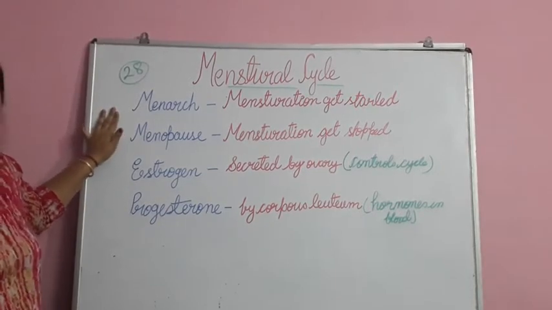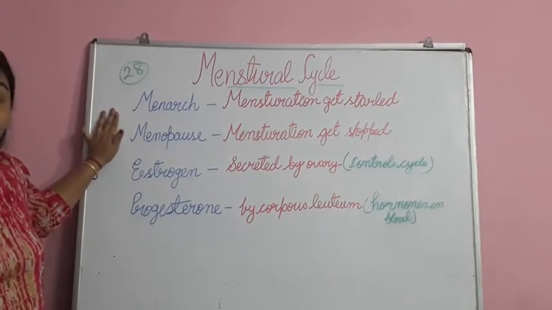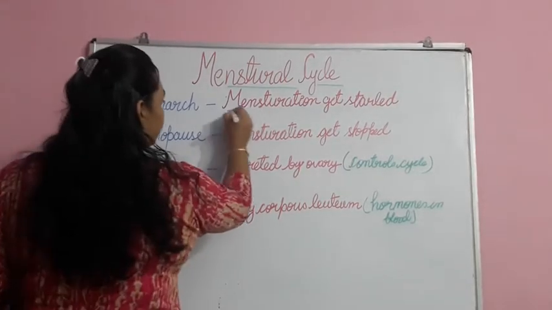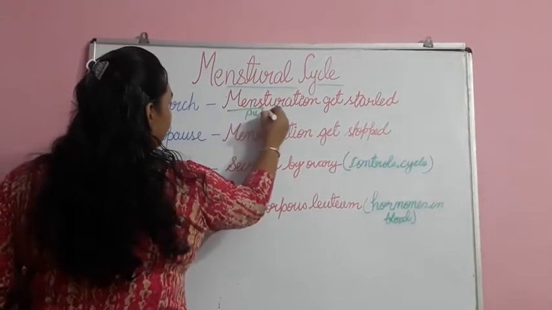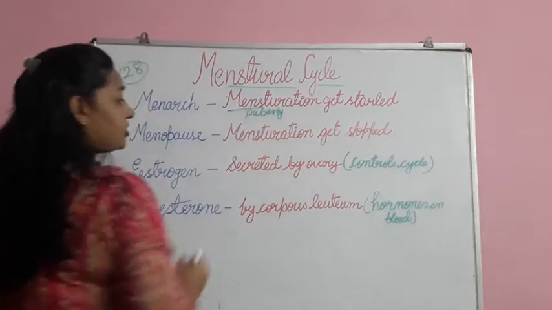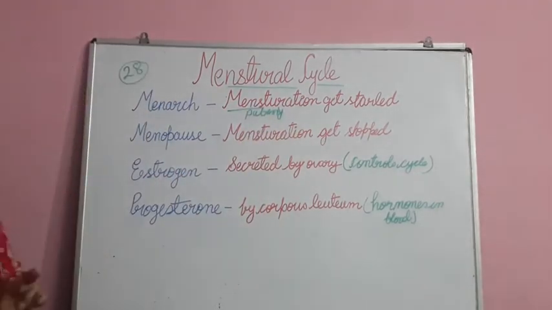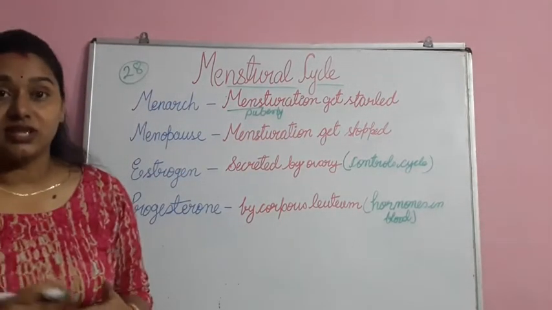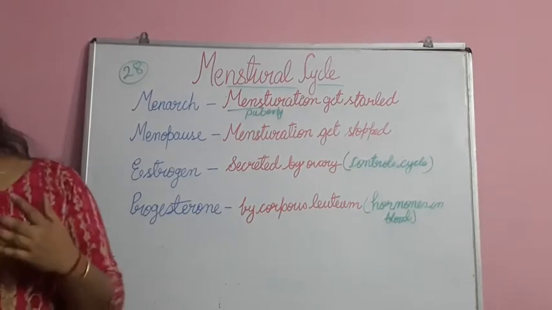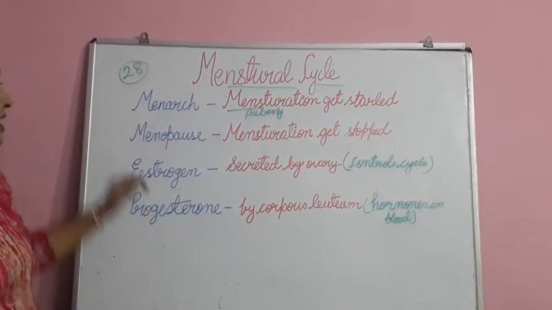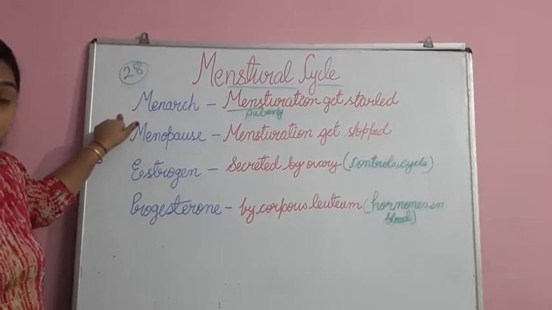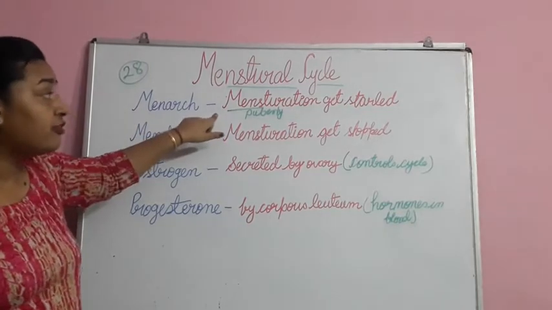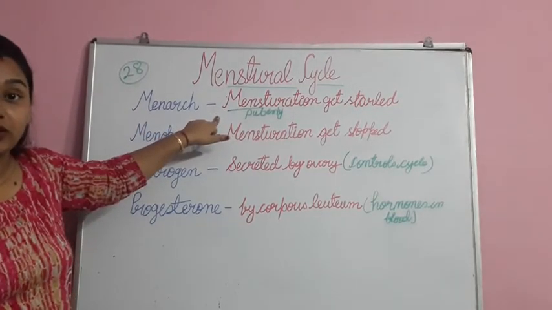First, the menstrual cycle starts at the time of puberty, when a girl reaches the age of 10, 12, 13. When her puberty starts, the first menstrual cycle which takes place is called menarche. So menarche is when the first menstruation gets started.